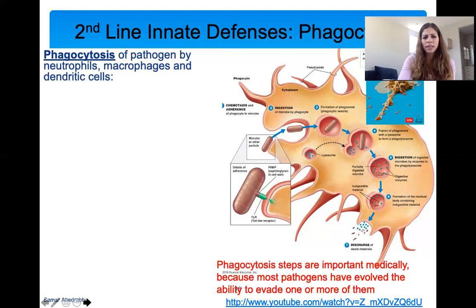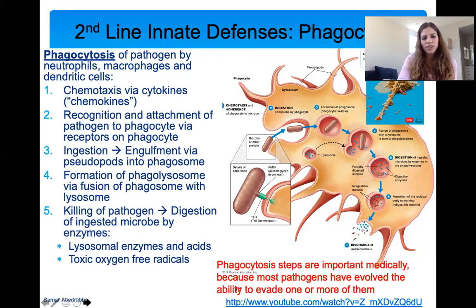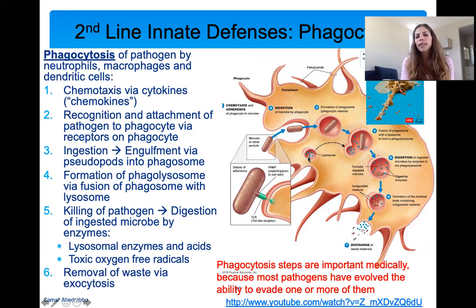So this was phagocytosis. Phagocytosis is done by neutrophils, macrophages, and dendritic cells, which are all leukocytes, meaning they're white blood cells. This is basically what I said, and then you kick out the waste remains of the microbe. Now, the phagocytosis steps are important here, all the way from recognition, to getting it inside, to putting it in a phagosome, to getting the lysosome to fuse, to release.